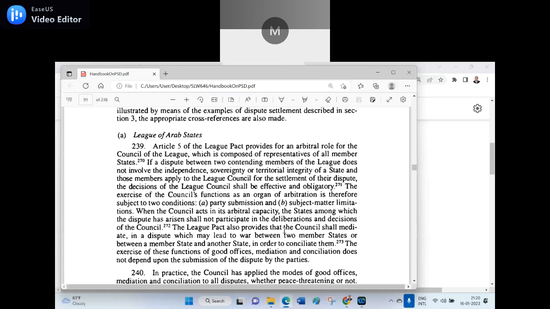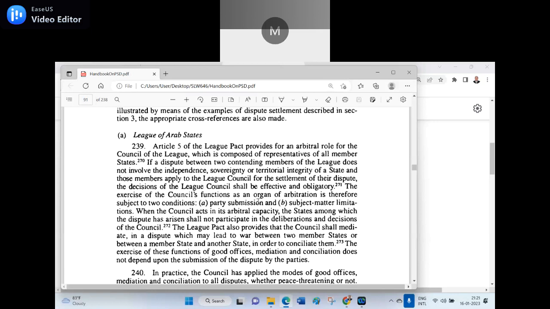So now let us see how it can be made. Those who are the member states resolve their disputes, and this League Council will make it out, and other League of Arab States will come forward. Here again, for the League Council's settlement of disputes, the decision of the League Council shall be effective and obligatory. The exercise of the council's function as an organ of arbitration is, therefore, subject to two conditions. The League of Arab States or the League Council will come to the rescue to resolve disputes among the states who are members of this League Council.